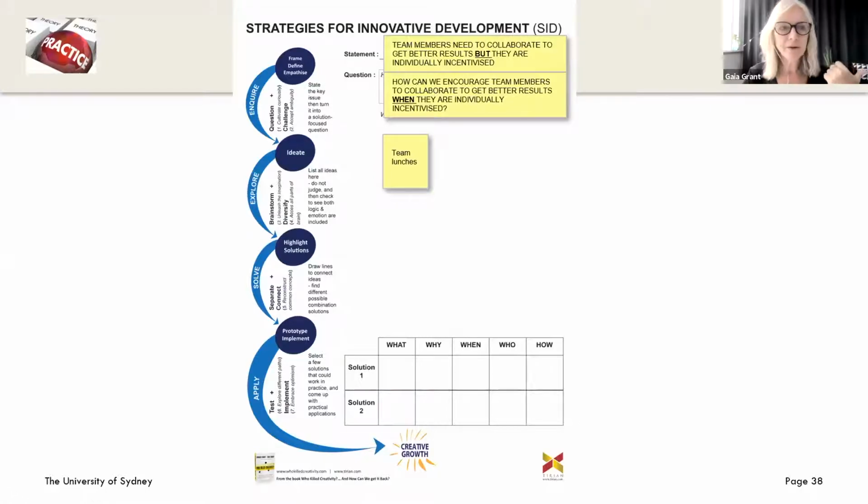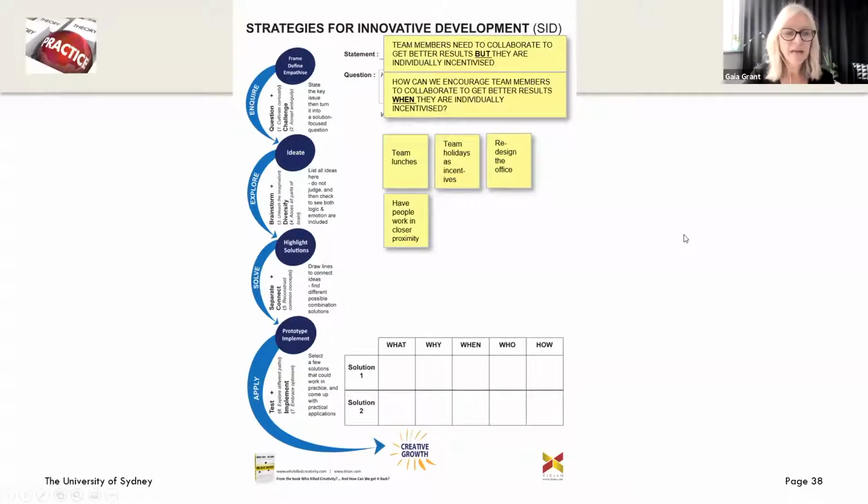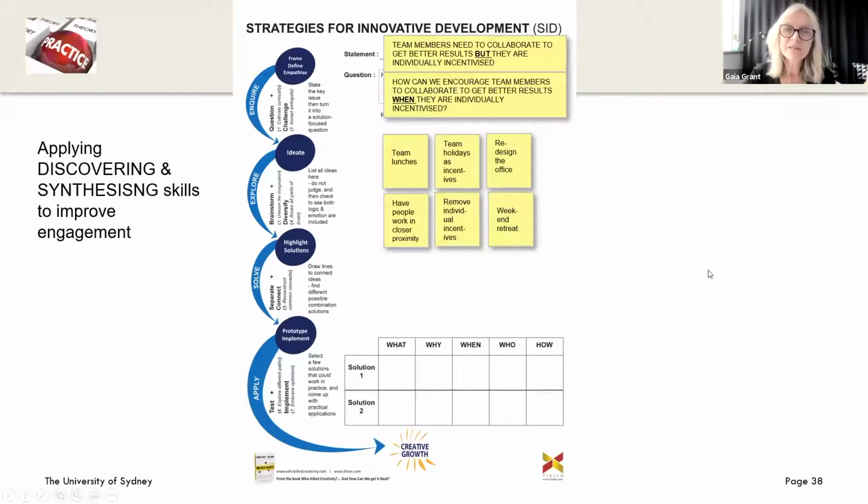What about, and these are the sorts of things that the client came up with when we did this brainstorming with them. How about team lunches, so we relax a bit more together? How about team holidays as an incentive? So instead of individual incentives, we get an incentive as a team. How about redesigning the office so that we can see each other better and we communicate better, work together better? How about we move people closer together so that their desks aren't spread apart? How about we remove the individual incentives? How about we have a weekend retreat? So you can see the sorts of ideas that were coming out.